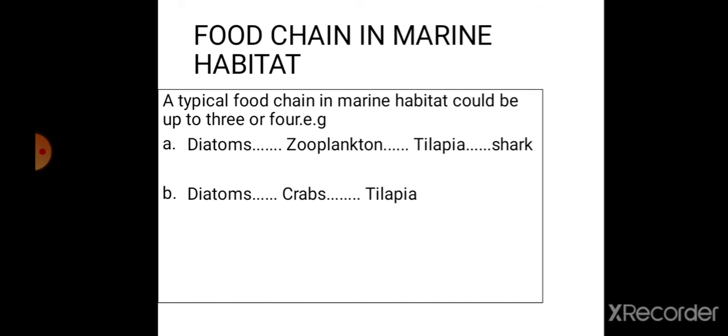For example, we have diatoms, zooplanktons, tilapia, and shark. Diatom simply means microscopic material that is fed on by living organisms. It is very, very tiny. You might not even see it with the naked eye. It is being fed on by zooplanktons.